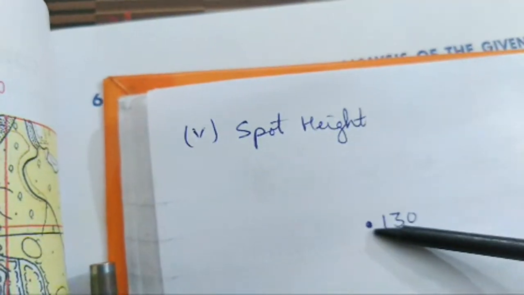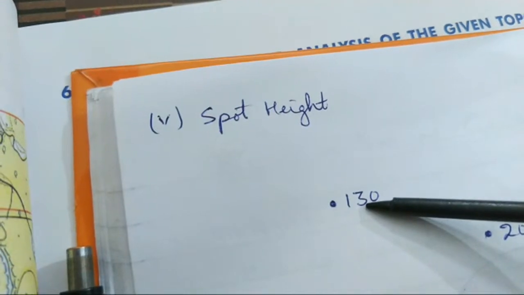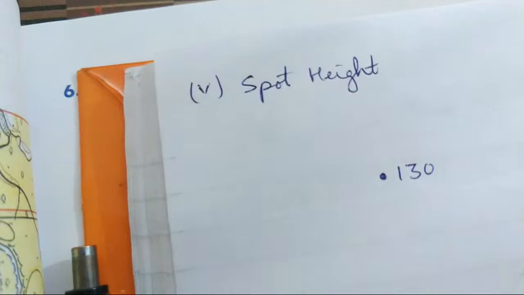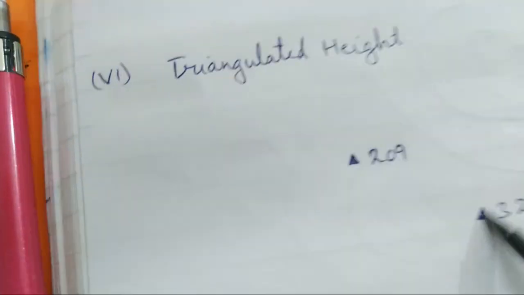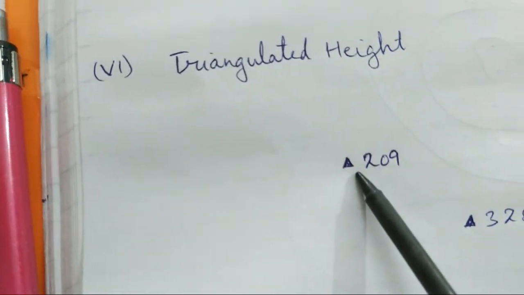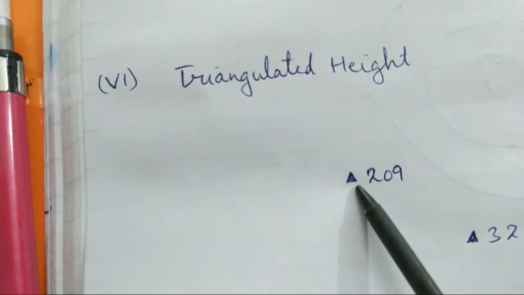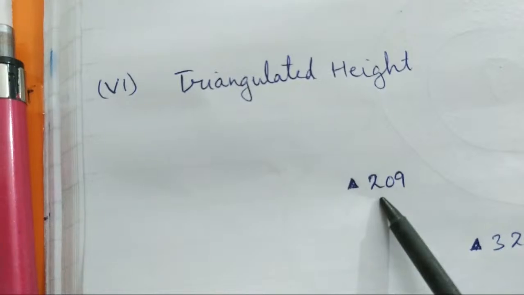This is the spot height. It is measured by the method we call the surveying method. This triangle also shows the height, but this height is measured by one instrument that is based on what? Trigonometry.